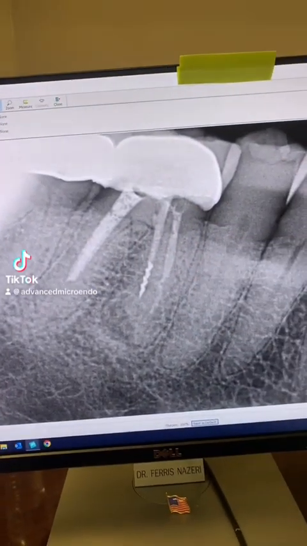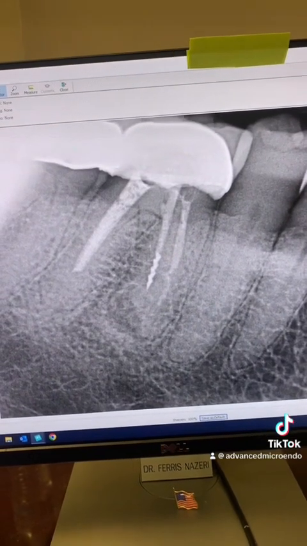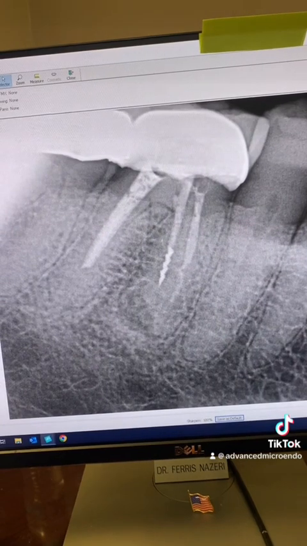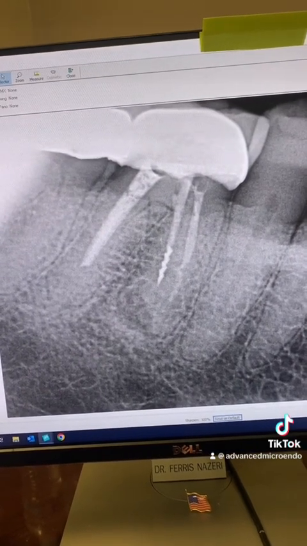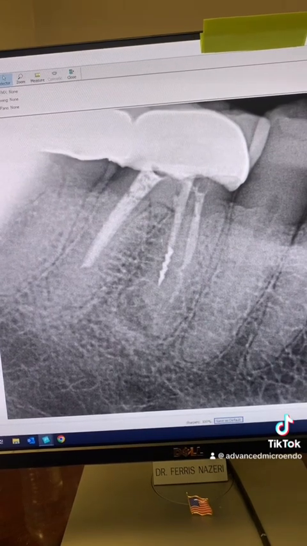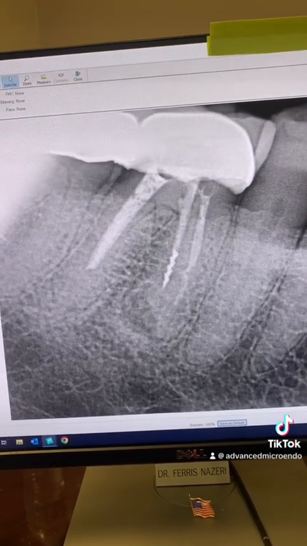This patient was referred to me for endodontic retreatment of tooth number 30. According to the patient, the root canal was done a few years ago. The patient is about to get a shoulder replacement surgery, so he needs dental clearance.